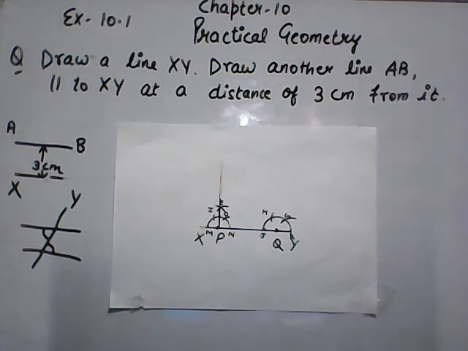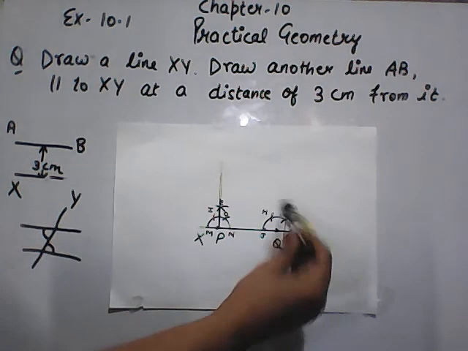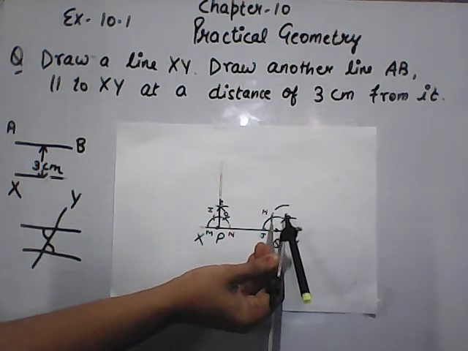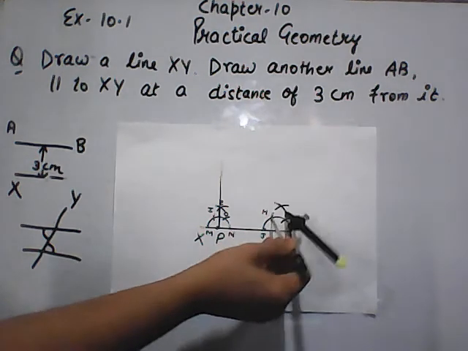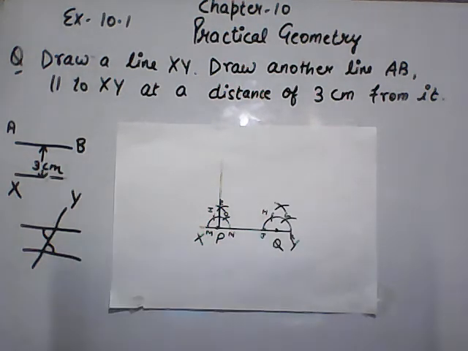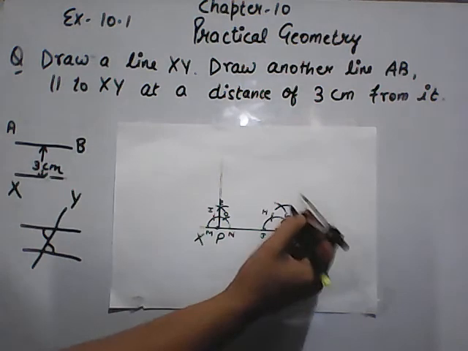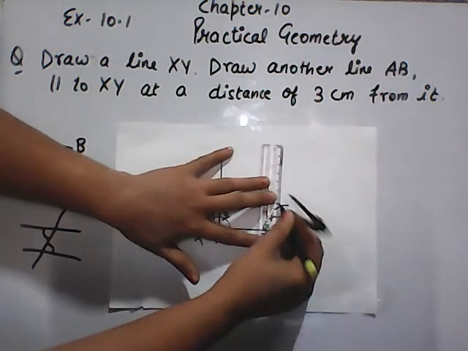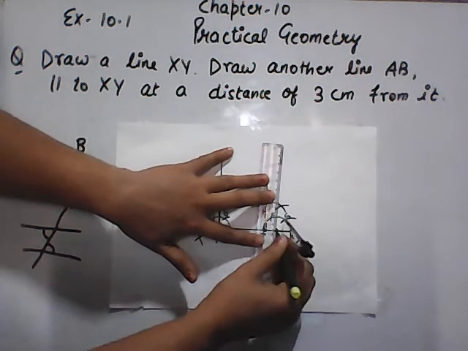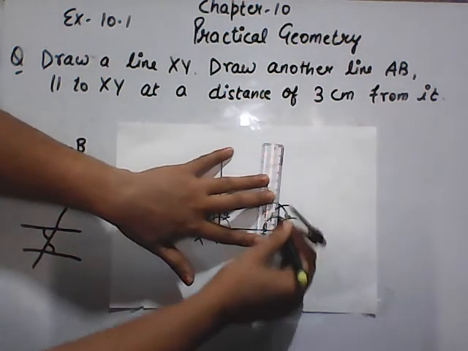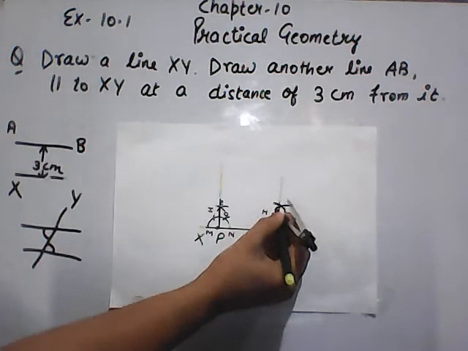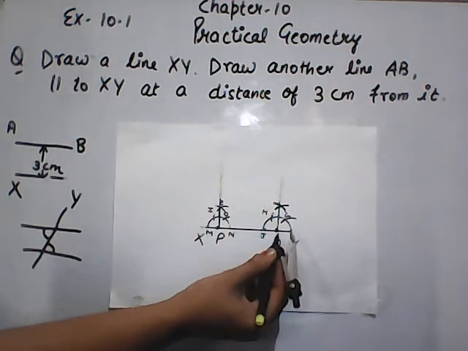Take compass at point G, draw an arc. Take compass at point H, draw an arc. Now join Q with the intersection of these two arcs. It is the 90-degree angle at point P and at point Q.